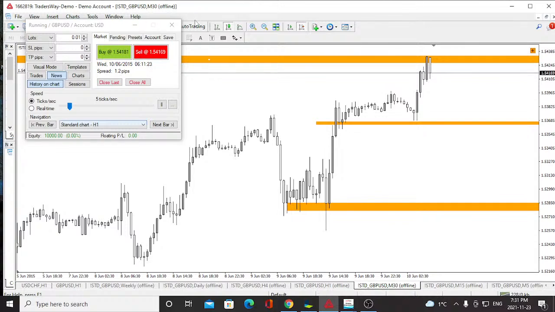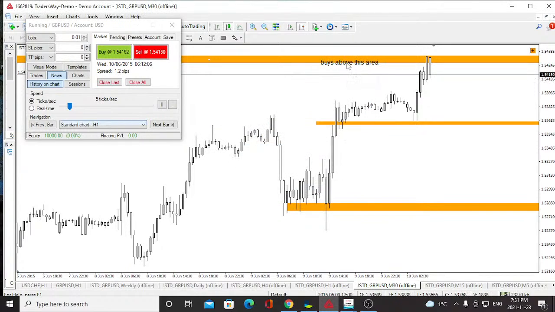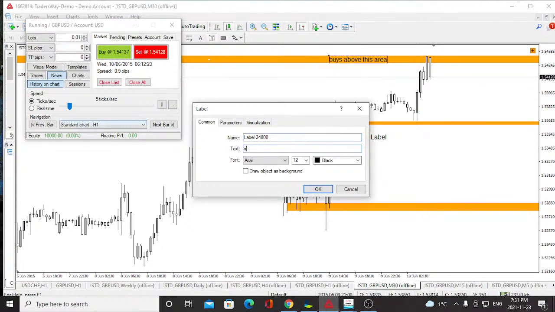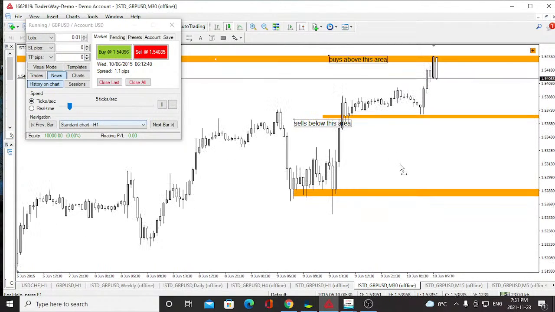We're gonna wait for candles to close, buys above this area, right? So this is the 30-minute, buys above this area, and then we'll say sells below this area, right?